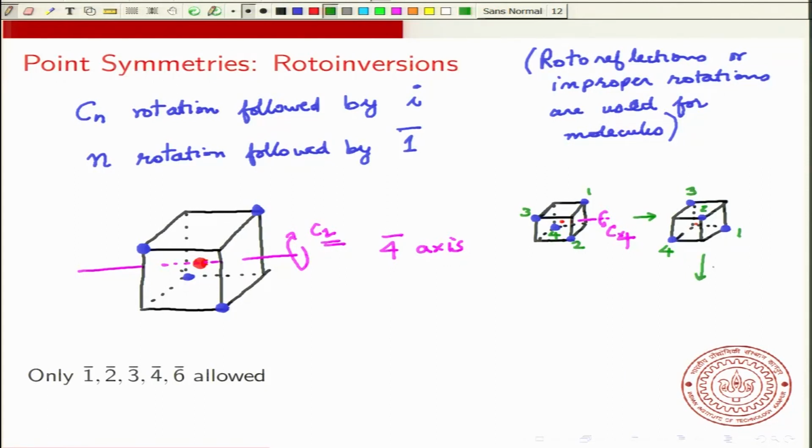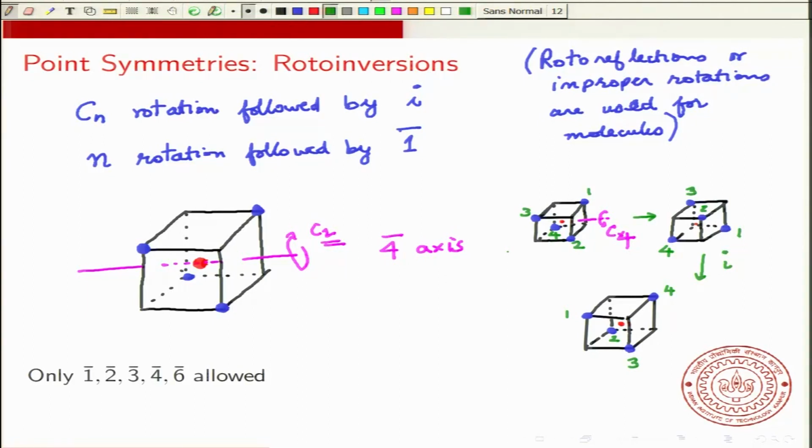And then now if you do an inversion, if you invert about the center, then what you will get is, again the silicon atom is at the center, and you can see this 4 will come to this corner, the 3 will come to the opposite corner, that is here, the 1 will go to its opposite corner, which is here, and 2 will go to its opposite corner, which is here, which is essentially identical to what we started with.